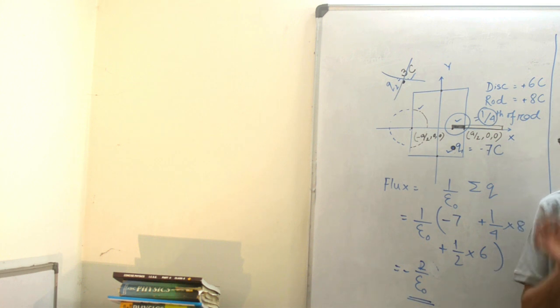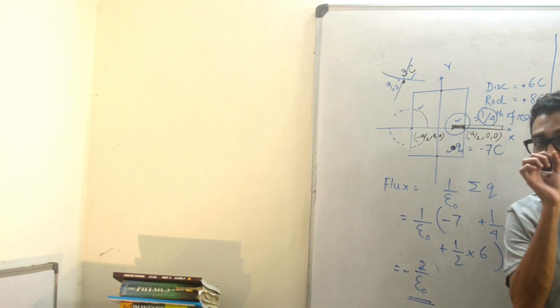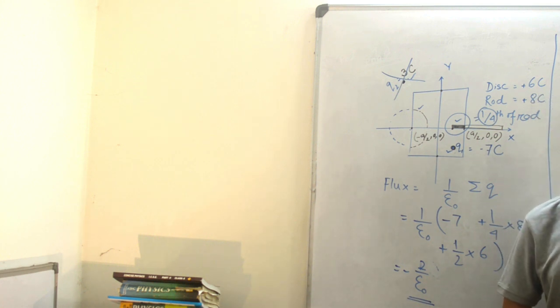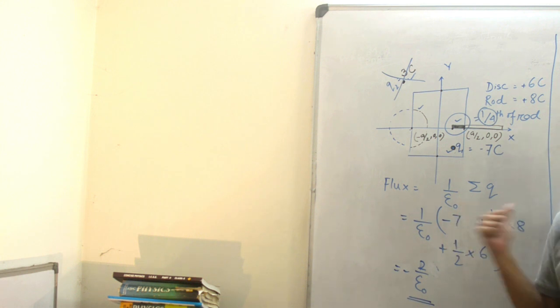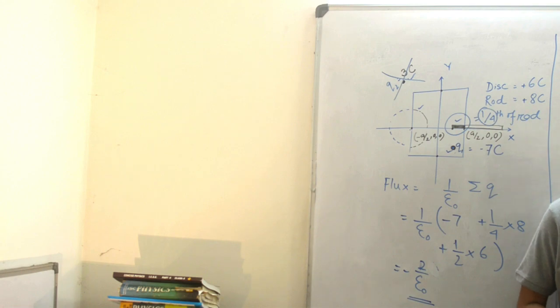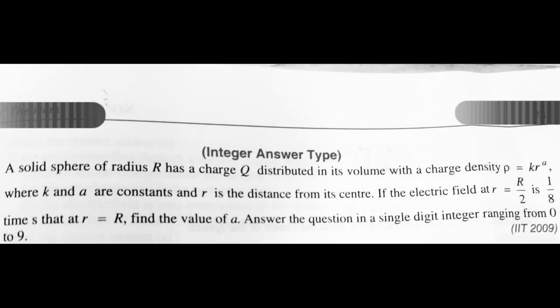Don't ignore even a single line of the chapter, so that you have these concepts to do these sums. Alright, now we'll move to another interesting problem. Here is a new problem. It's an integer type problem which came in IIT 2009, that means JEE Advanced now, 2009.